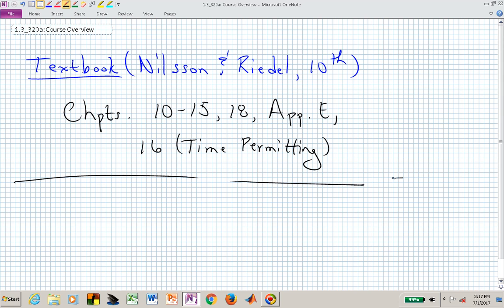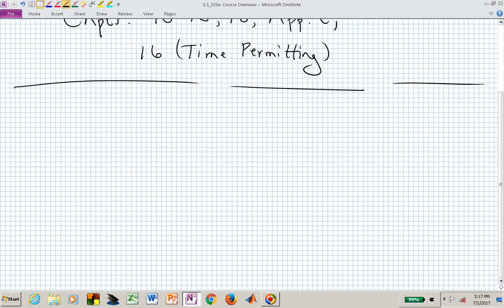In terms of a course overview, we're really starting where the earlier class left off, which was chapter 9 of Nielsen and Riedel, dealing with sinusoidal steady state analysis. What we want to do now is carry that a little bit further and talk about power. And there are many different ways of talking about power.